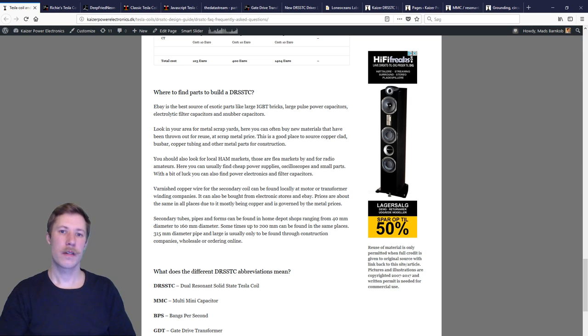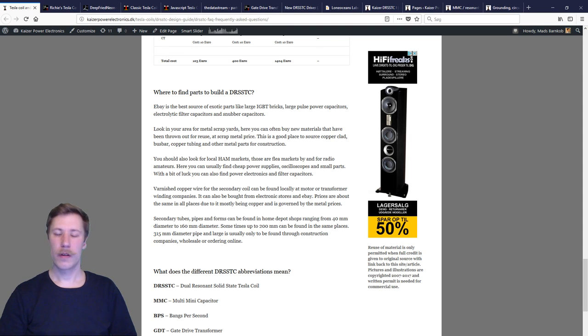Other good sources are your local radio amateurs or ham markets, so look out for those events. There are a lot of trade shows for radio amateurs and so on, where you can find all these high voltage parts as they are used in radio transmitters and so on. So there are a lot of components that you can find in those hobbies.